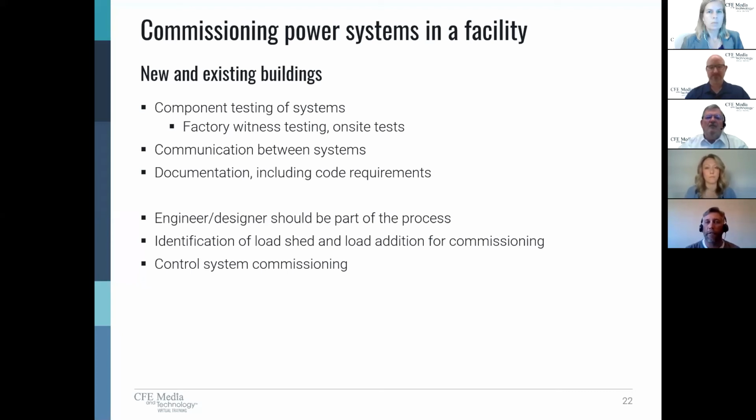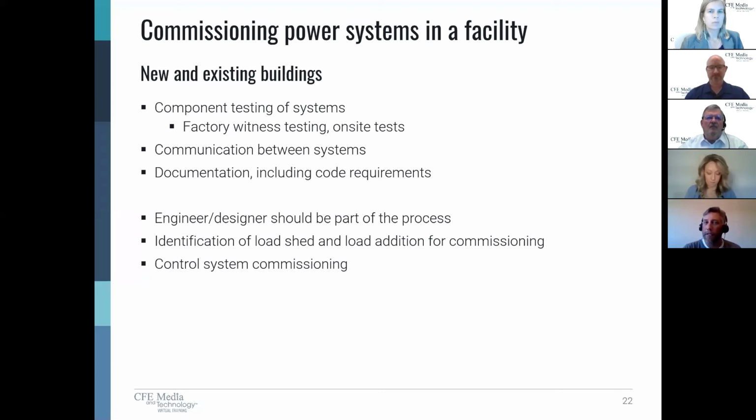Within that, the engineer can also assure that loads that need to be added or shed, that sort of thing, are being done in the correct sequence. And again, it provides a basis of control for the project.